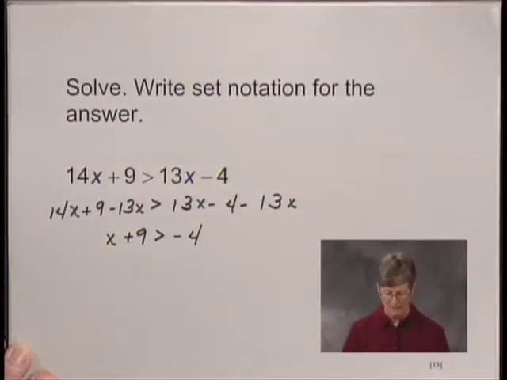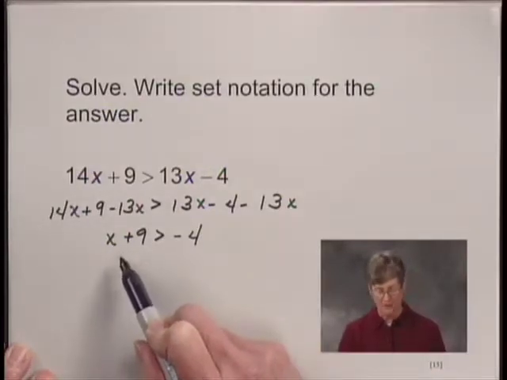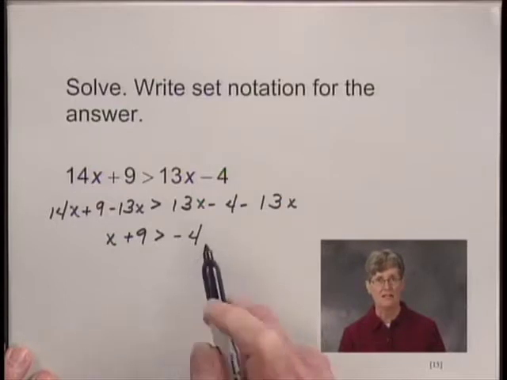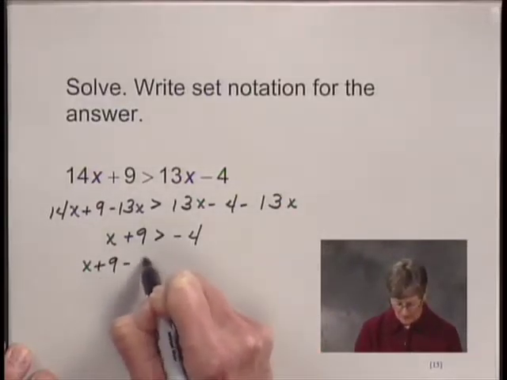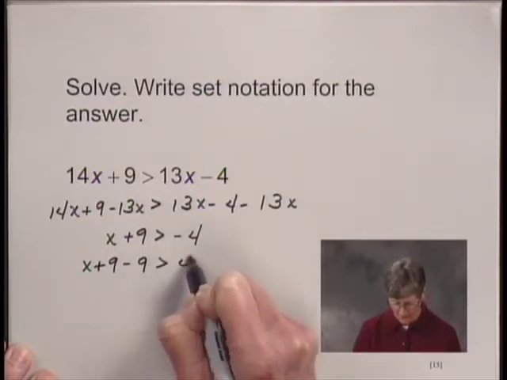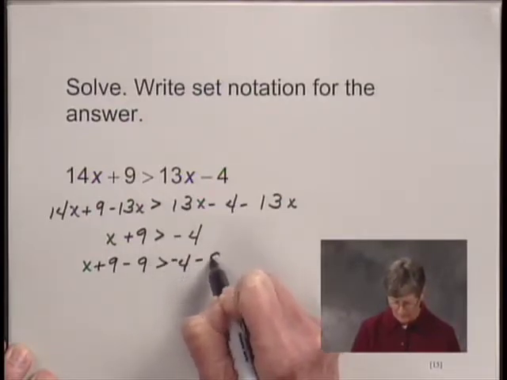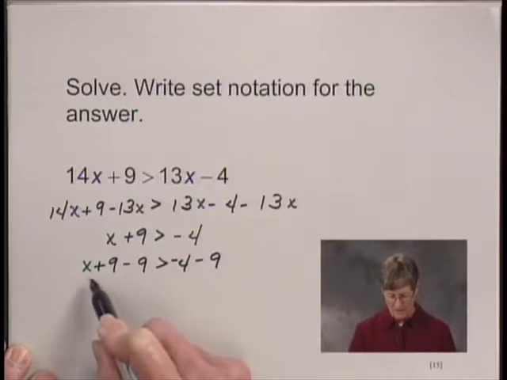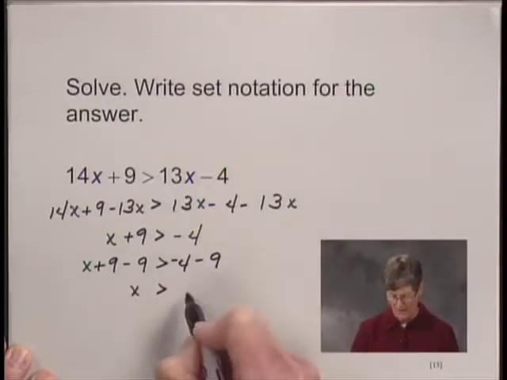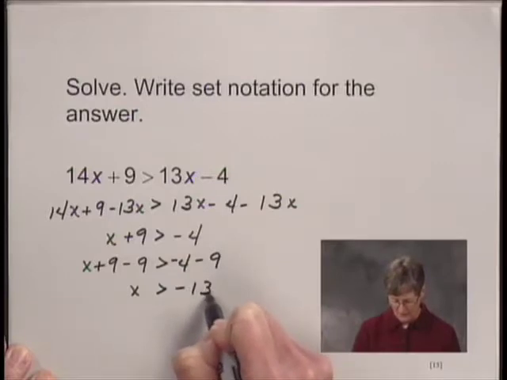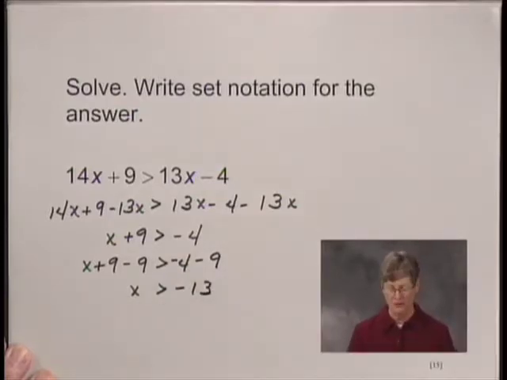Now, to get x alone on the left-hand side, I can subtract 9 on both sides of the inequality. So let's do that. x plus 9 minus 9 is greater than negative 4 minus 9. On the left, I have x plus 0, or just x. And on the right-hand side, I have negative 13. So I have x is greater than negative 13.